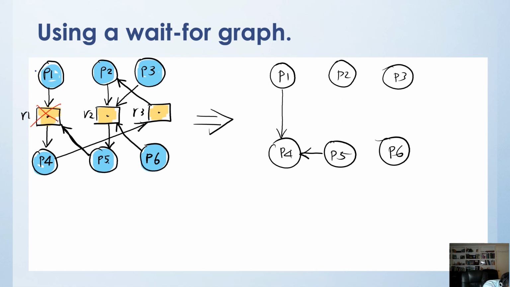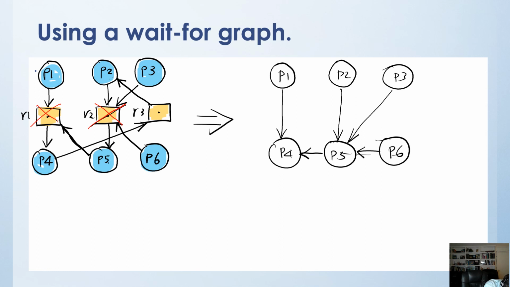I think that's it. Next, I eliminate resource R2. Now P2 relies on P5. Who else relies on P5? P3 requests R2, which is held by P5, so P3 also relies on P5. What else? P6 also requests R2, so P6 also relies on P5. So there are three edges pointing to R2, which now point directly to P5.